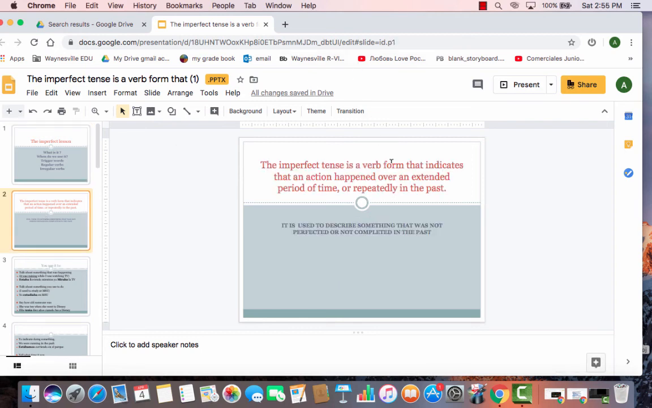The imperfect tense is a verb form that indicates that an action happened over an extended period of time or repeatedly in the past, among other things. It is used to describe something that was not perfected or not completed in the past. One characteristic about the imperfect is that it doesn't have a clear ending or a clear beginning. So it does not give the listener a specific frame of time of when the action happened.